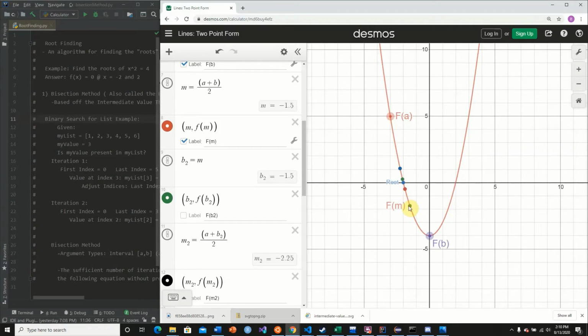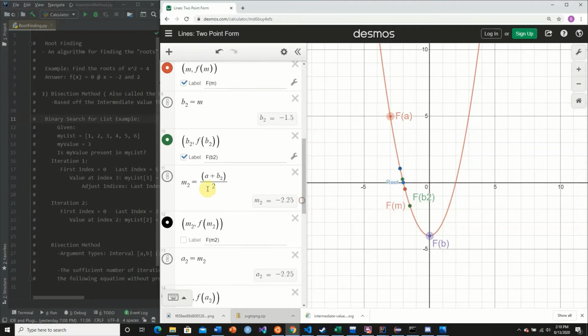So now what we do here is we adjust our b equal to m. So we adjust our b equal to b2. What we do here is we calculate our new middle value between f of a and f of b2. And that is negative 2.25 here. So here we have f of m2. As we see here, f of a times f of m is now positive. Therefore, our root is in between f of m2 and f of b2.